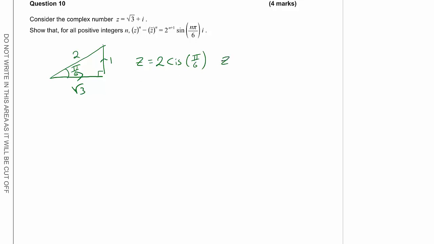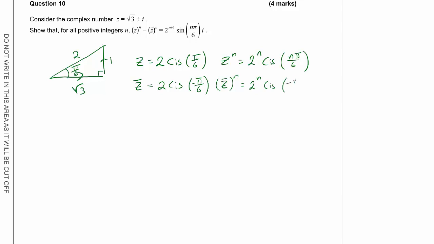And that means that z to the n would be 2 to the n cis n pi by 6. The conjugate would be 2 cis negative pi by 6, which means that z bar to the n would be 2 to the n cis negative n pi by 6.